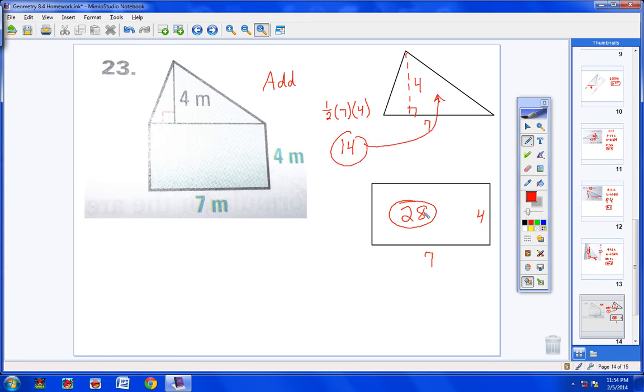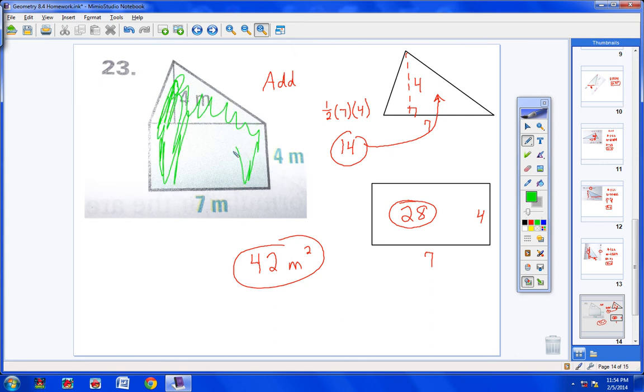The area of the rectangle is 28. Add those two together, and you will get 42. And don't forget, we're dealing with meters, so meters squared. So the entire area of this whole polygon, this whole shape right here, is 42. And we got that by finding the area of the triangle and the area of the rectangle and then adding them together. All right, let's move on now to number 25, and we're finally done.